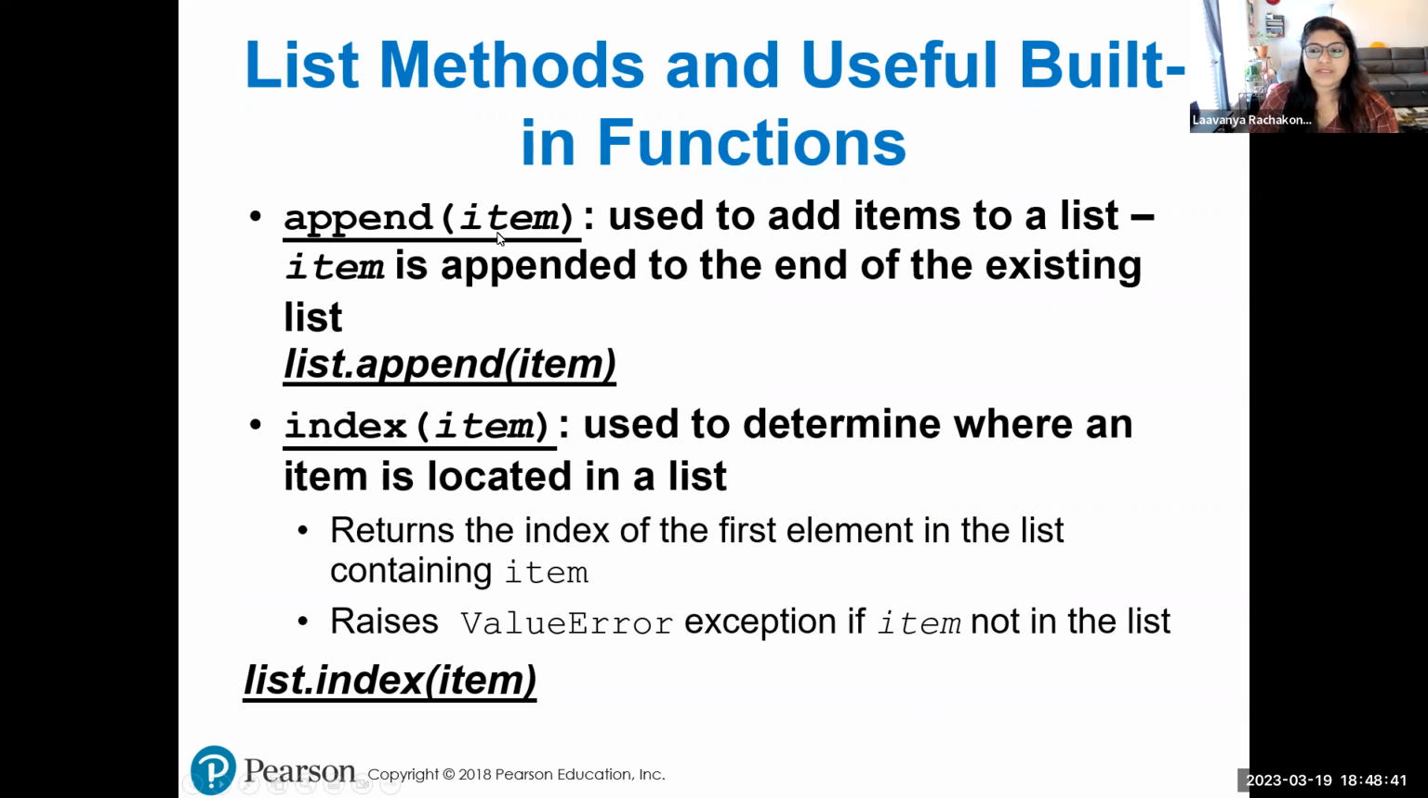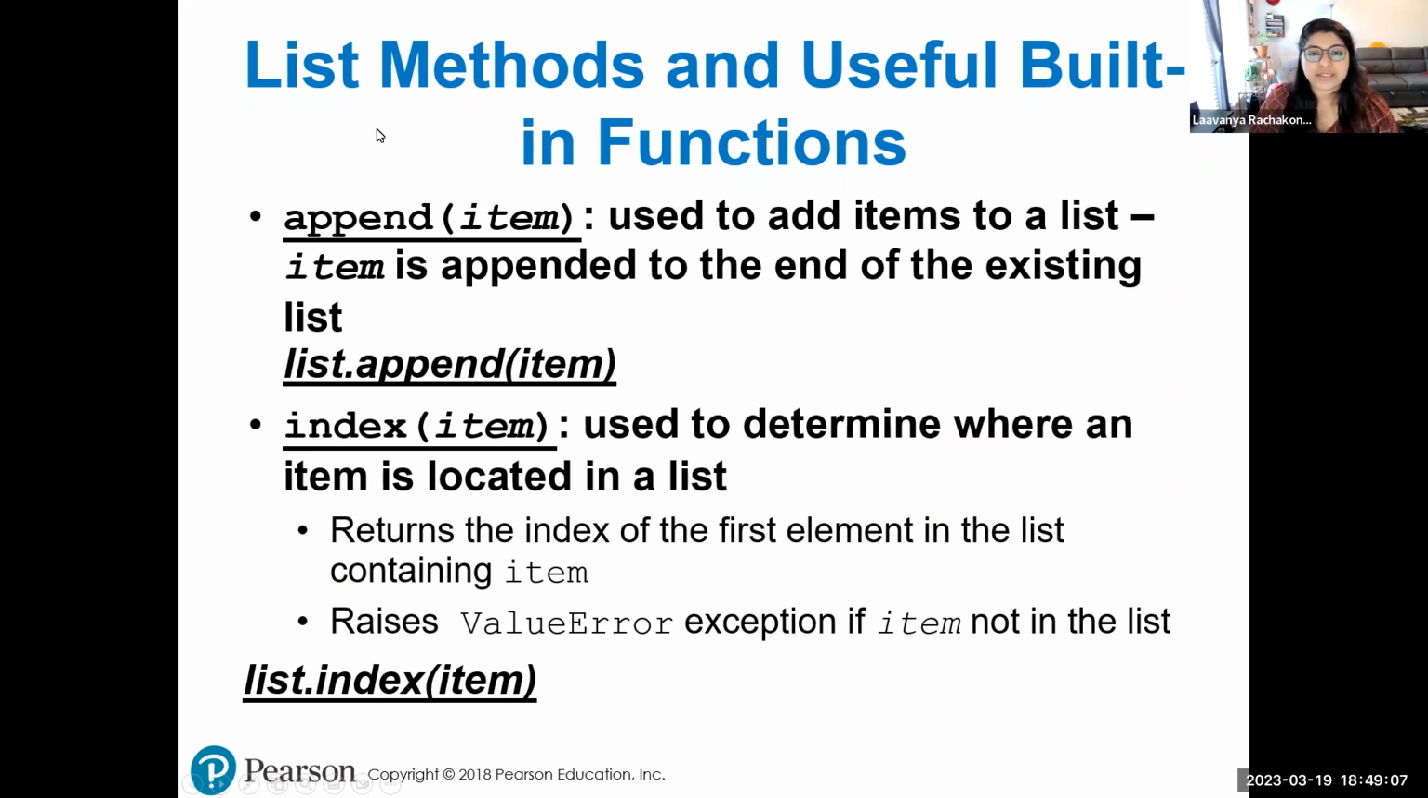So the first method is append. Appending is similar to what we have done with files. Whenever you use the append method, any item or element that you try to add to your list will be appended towards the end of the existing list. And the syntax is your list name dot append with the item.